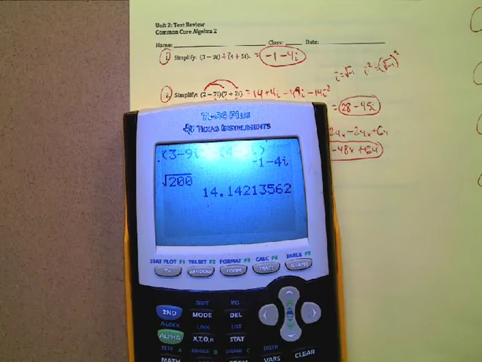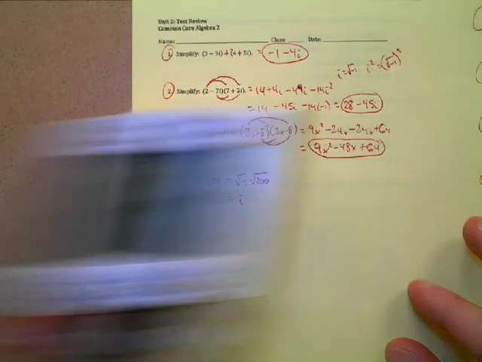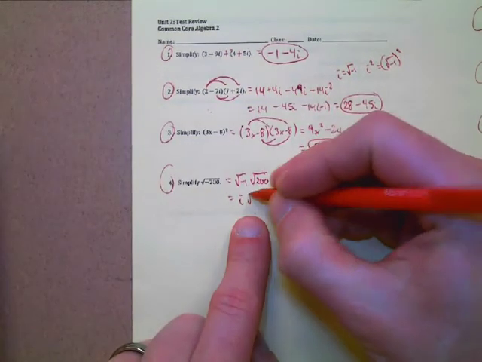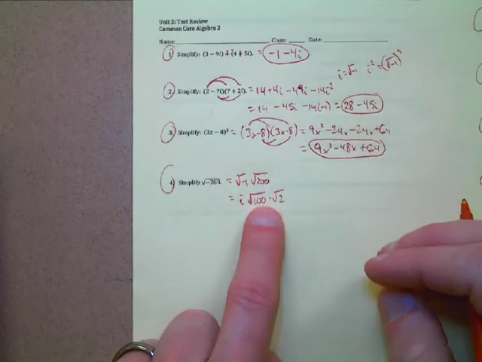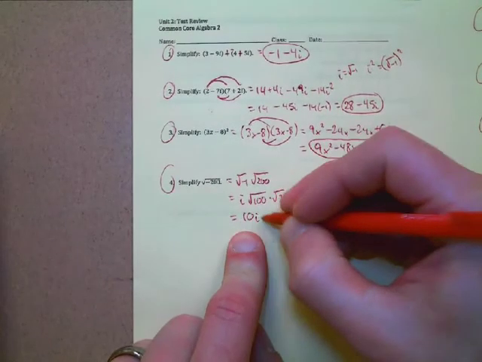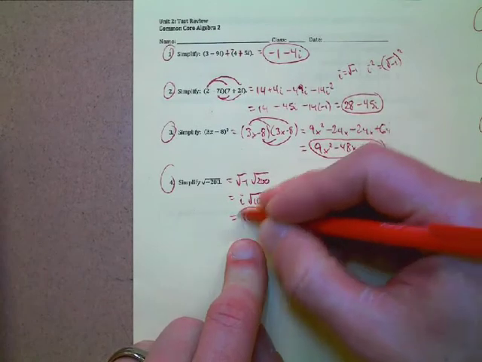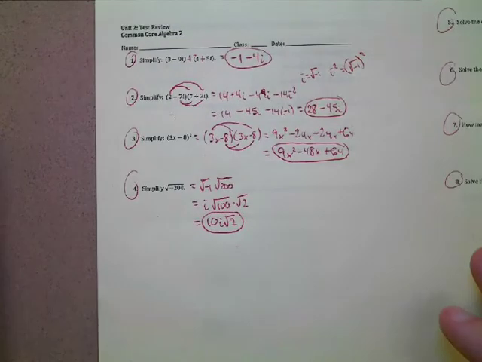200 divided by 100 is 2. So this root 200 is the same thing as root 100 times root 2. What is the square root of 100? 10. So we end up with 10i times the square root of 2. And that's our final answer right there. Okay? So 10i square root of 2. Questions on any of that? No? All right, let's keep rolling here then.